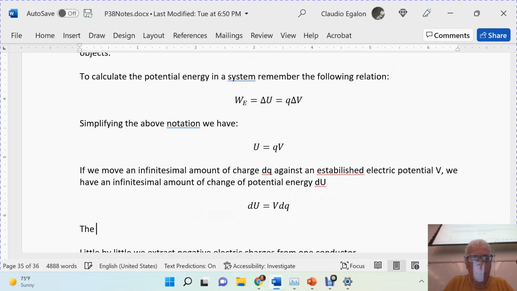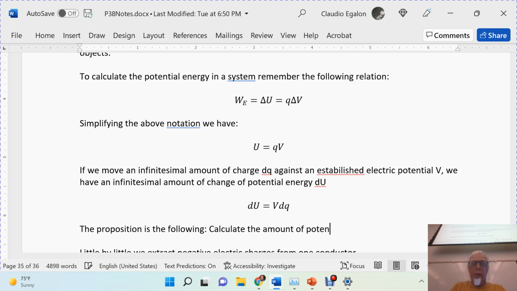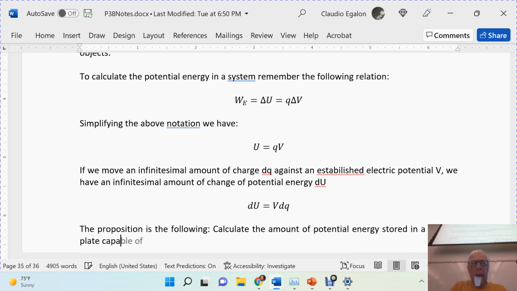The proposition here is the following: calculate the amount of potential energy stored in a parallel plate capacitor with plates separated by a distance L. Okay?